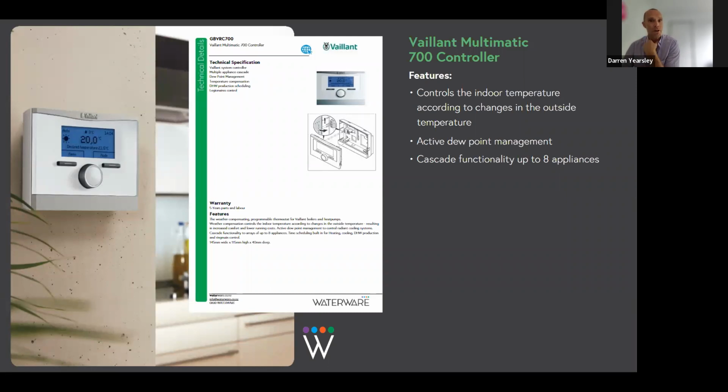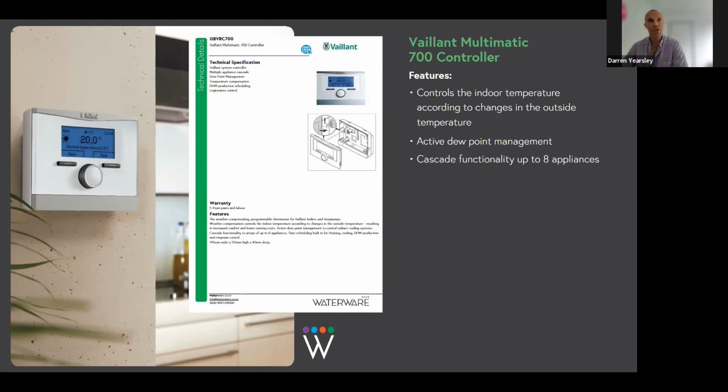So the controller does the cascade functionality of our heat pumps. It allows us to have even life across the heat pumps. The heat pumps themselves have a very wide operating range, so they will modulate from 30% to 100%. And if you have them in cascade, it will run in a stepped way.